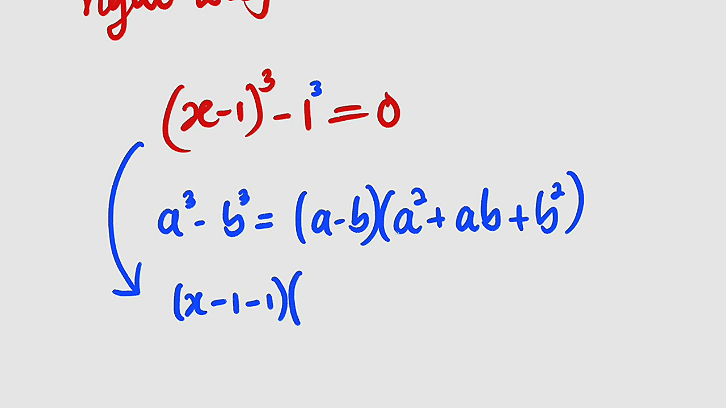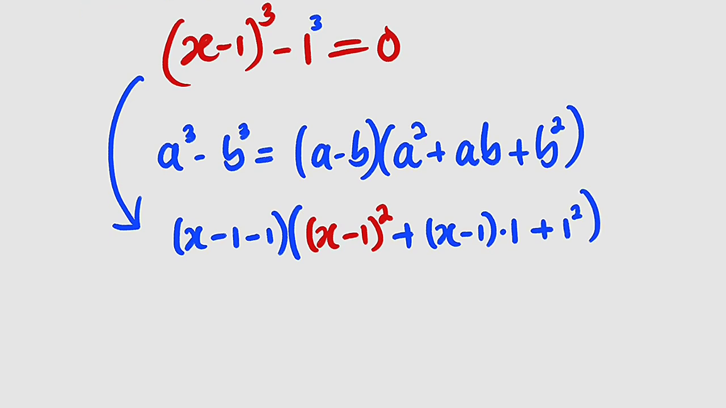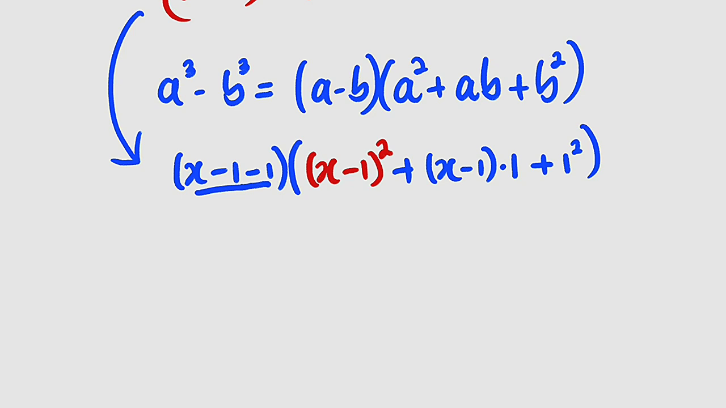Then we multiply by a squared, that is (x - 1)^2. Then a times b, which means what? (x - 1) multiplied by b, which is 1. Then plus b squared, that is what? 1 squared. x - 1 - 1 will be x - 2. So we have x - 2 right here.